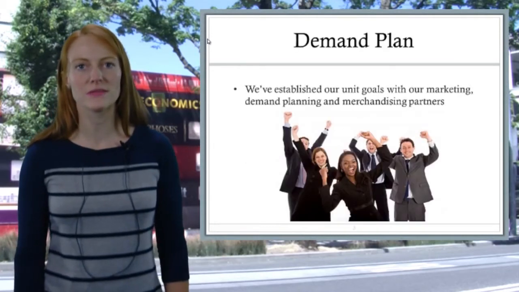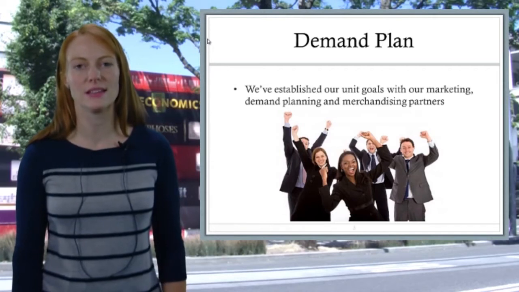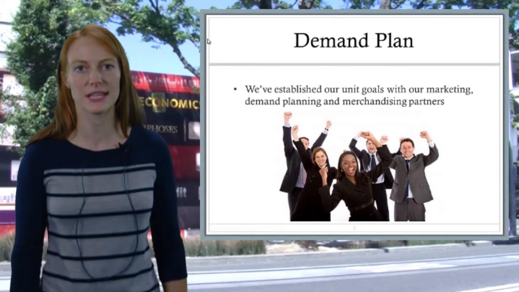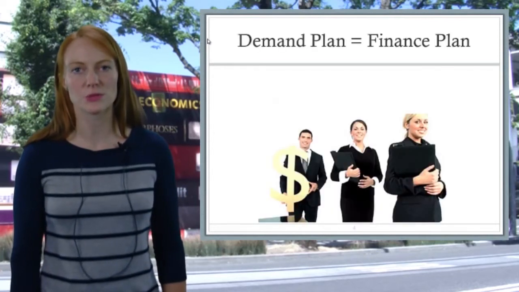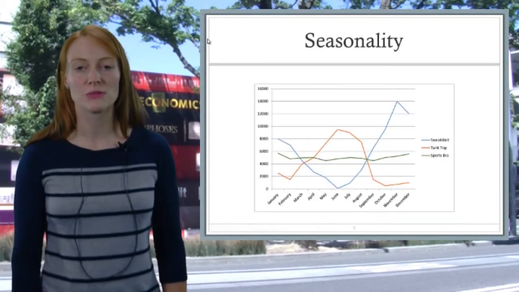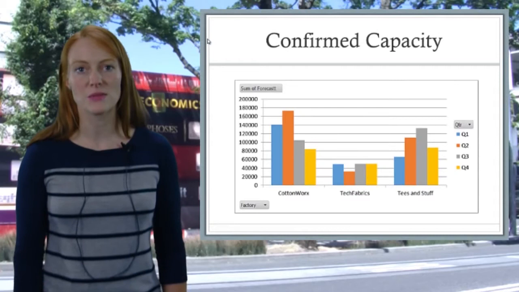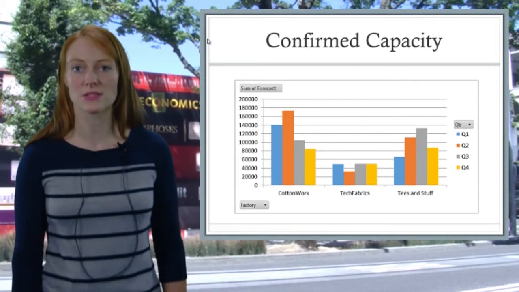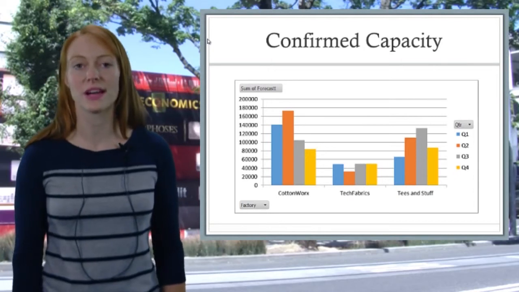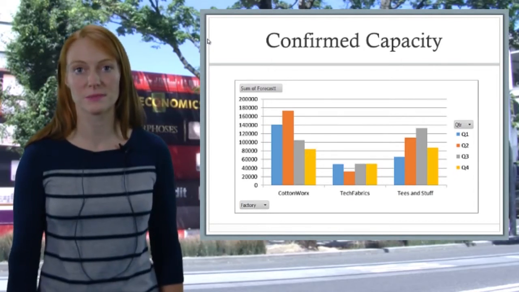So at this point, we've established our demand plan and gotten it approved by all of our partners in marketing, merchandising, and demand planning. We've worked with finance and made sure that our financial plans and our demand plans align and make sense. We looked at the seasonality of our products and how we think demand is going to come in for the next season. And then we've confirmed our capacity with our suppliers to make sure that we have enough room at all of our factories to make the product when we want to.